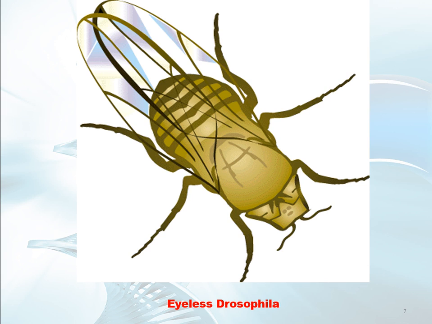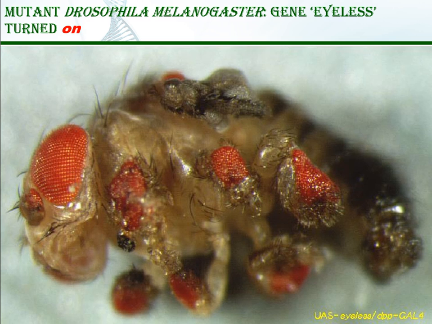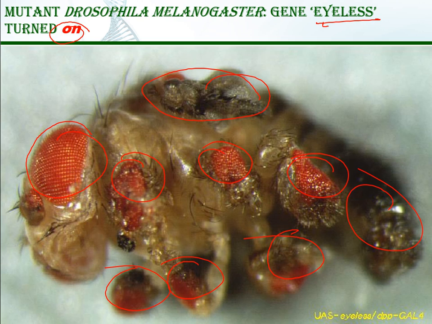So this is eyeless Drosophila, which does not have any eye. And in the mutant Drosophila melanogaster, the eyeless gene is turned on. When this eyeless gene is turned on, different eyes are going to be formed. This is the eye of the Drosophila. Okay, did you get it? These are the eyes, or we can say multiple eyes.